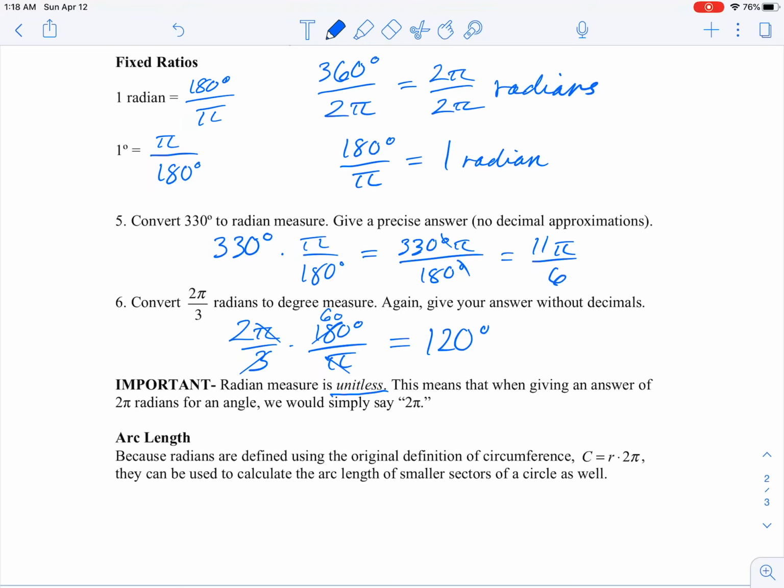Let's move on to arc length. Because radians are defined using the original definition of circumference, C equals r times 2 pi, they can be used to calculate the arc length of smaller sectors of a circle as well.